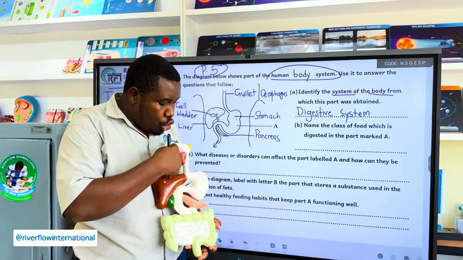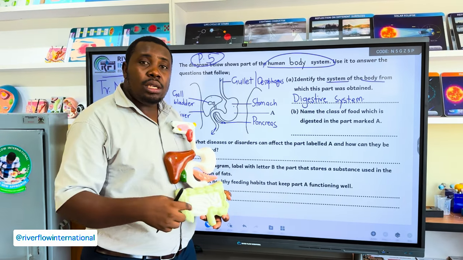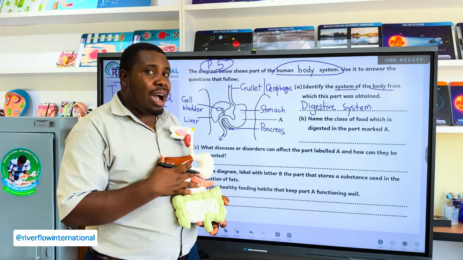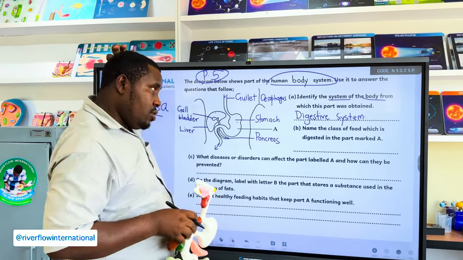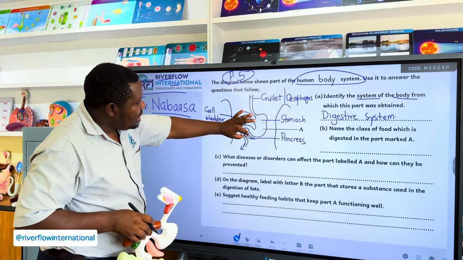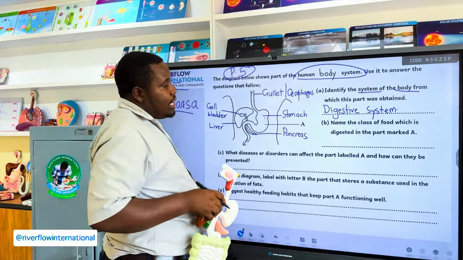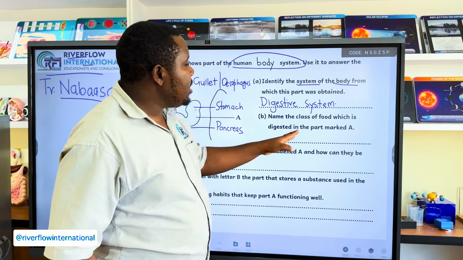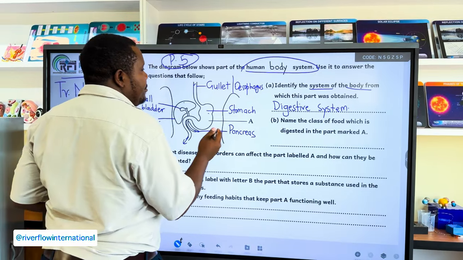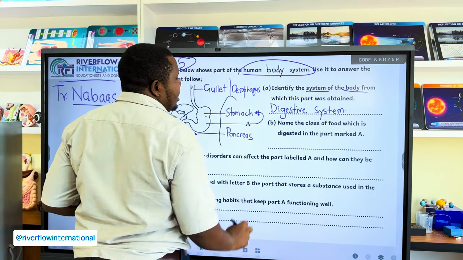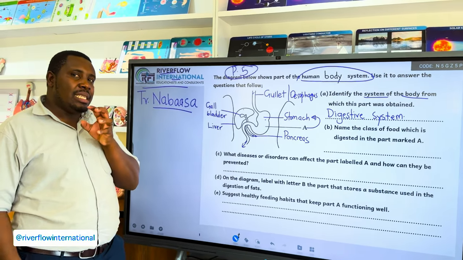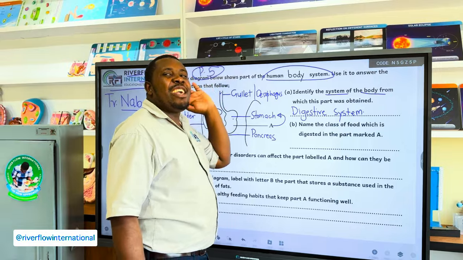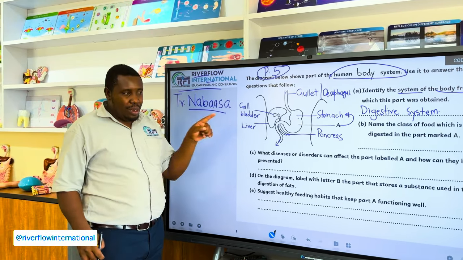But remember, this tube, the tube that goes through, is the one that we call the alimentary canal. But because we have these ones attached, then it becomes a digestive system as given to us. If we didn't have liver and this one attached, we would as well call it an alimentary canal. Now, name the class of food which is digested in the part marked A. So we have already identified A as the stomach, which means that we need to know the class of food which is digested here. I know this number is going to cause a lot of problems, especially that part.